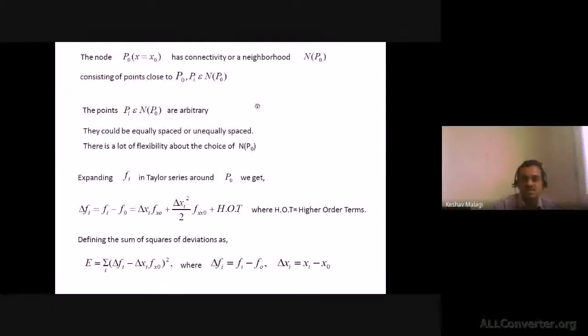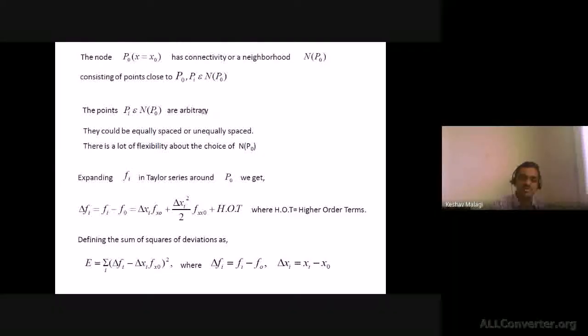As I said, it has a neighborhood Np naught, with pi belonging to Np naught. Okay, and these points are arbitrary. We don't place any restriction on what kind of neighborhood you want to choose. Just they have to be neighbors. There is no big restriction put. So your point cloud can be anything, and your neighborhood can be accordingly chosen. Okay, and they could be unequally spaced or equally spaced. However, you have full flexibility of defining. That is the strength of the meshless nature.